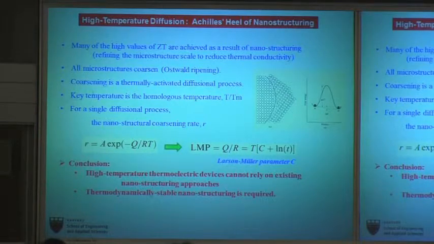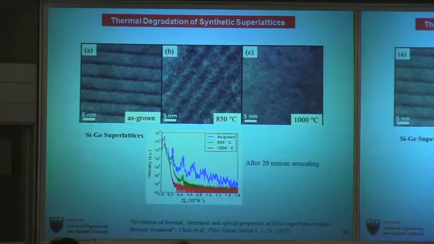And just to give you some evidence of that, some of you may believe very strongly that making synthetic superlattices is very attractive and is the way to go. Let me show you some data. This is a silicon germanium superlattice. Unfortunately, you can't really see all the superlattices inside of here as well. This is as grown, 20 minutes at 850 degrees centigrade, 20 minutes at 1,000 degrees. By 1,000 degrees, all the superlattices are dissolved.